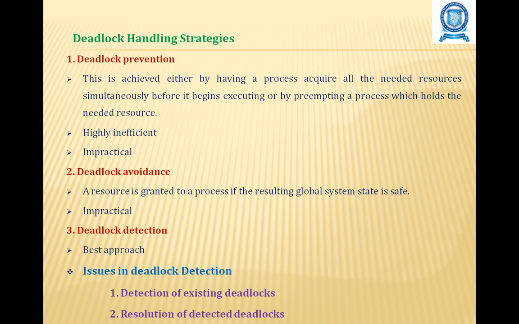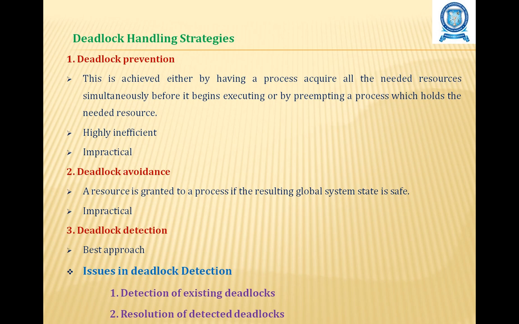First one is deadlock prevention. Prevention is achieved either by having a process acquire all the needed resources simultaneously before it begins execution or by preempting a process which holds the needed resource. So this approach is highly inefficient and impractical in distributed systems.